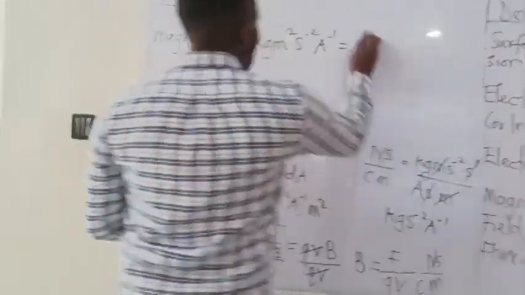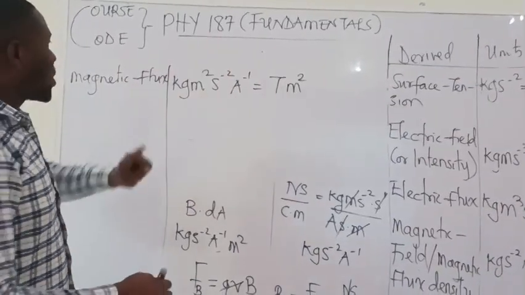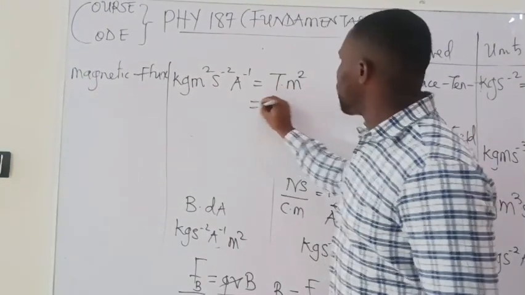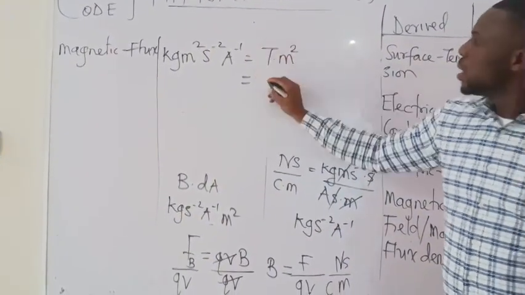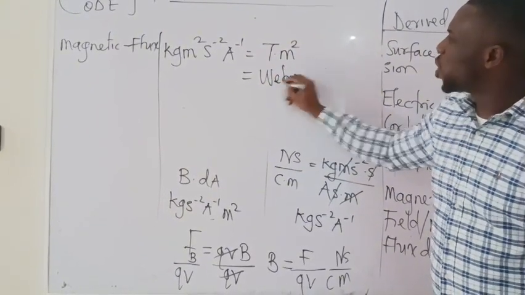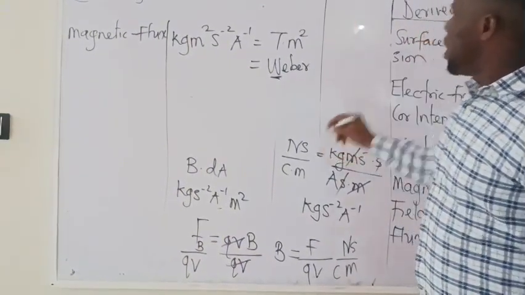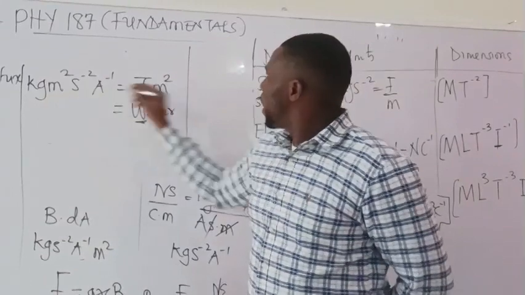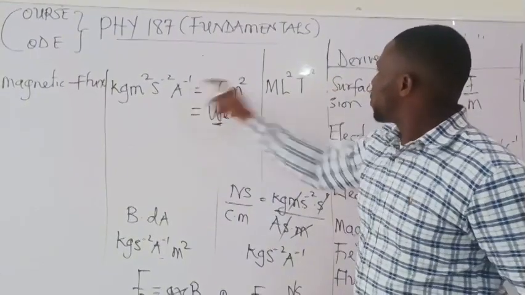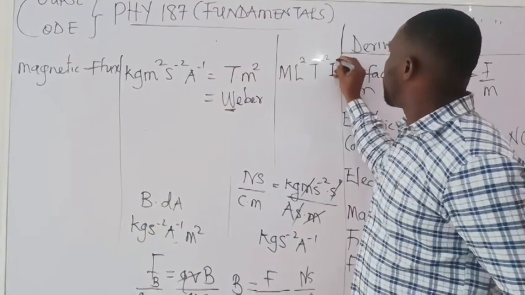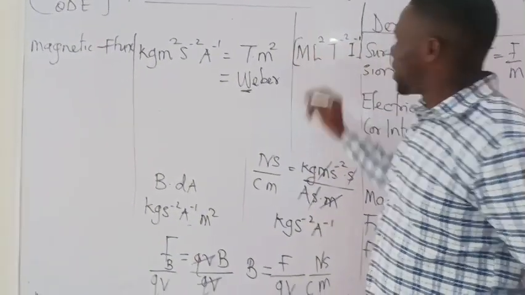So this is the same as Tesla times square meter. And of course, Tesla square meter has a precise unit with which we represent this. That is called the Weber, and this is the official unit with which we represent magnetic flux. So if we represent it in terms of the dimension, we have M for mass, L raised to power 2, T raised to power minus 2, and of course ampere, that's current, raised to power minus 1. And once I enclose this in a square bracket, it tells us that that is its dimension.